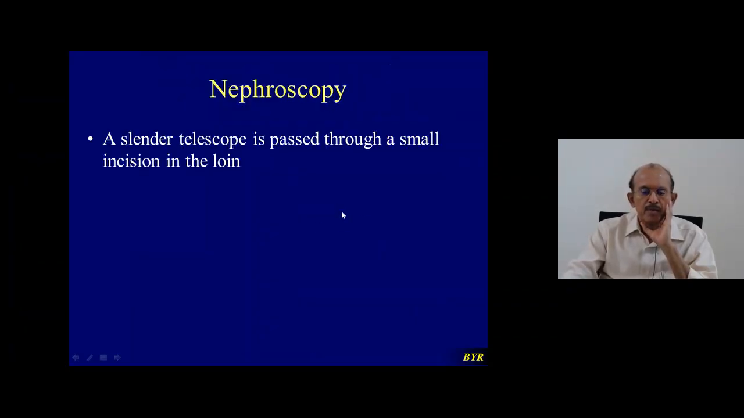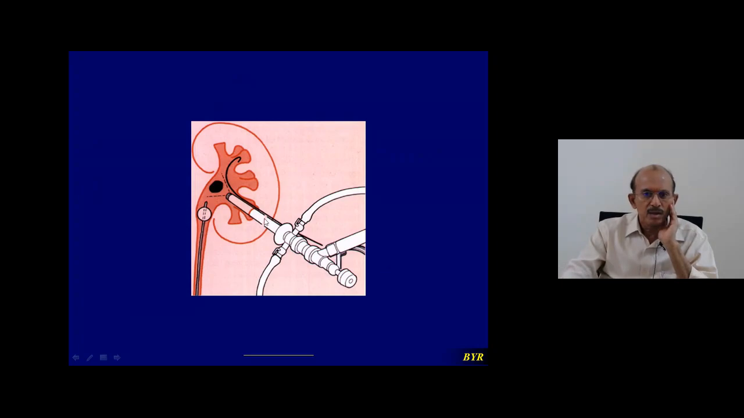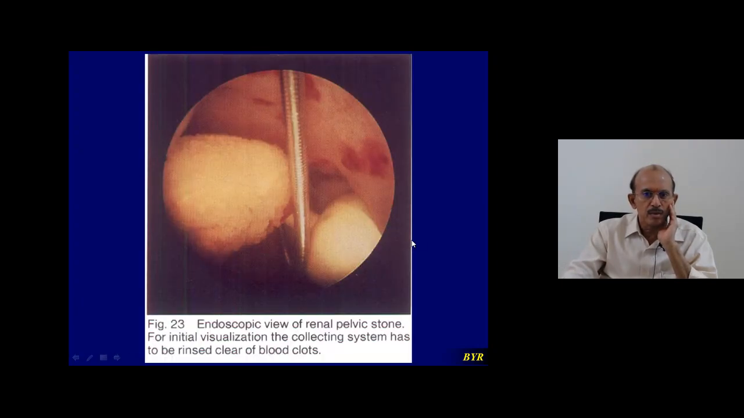The nephroscopy. A slender telescope is passed through a small incision in the loin into the kidney directly. This is for removal of the renal calculi. This is the nephroscope. This is a nephroscopic image of calculi in the kidney pelvis.